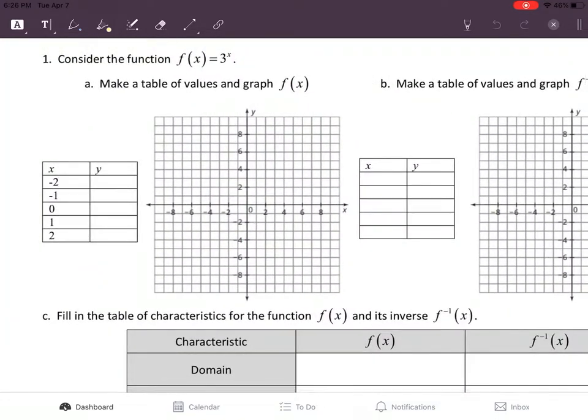So 3 to the negative 2 is 1 over 9. 3 to the negative 1 is 1 over 3. 3 to the 0 power is 1. 3 to the first is 3. And 3 squared is 9.